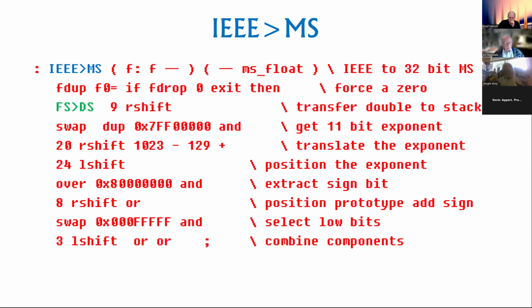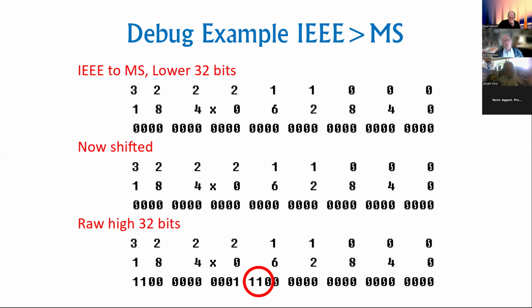And I would start with a simple number like -7 and run through and watch how it processed, because it is fairly easy to follow. So here's what the debug process looks like. We start out with that IEEE number, which we're going to convert to MetaStock. And in fact, that first case, it's a 0. This is the lower 32 bits. The upper 32 bits is at the bottom, the raw high 32 bits.